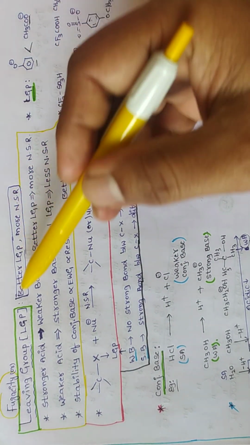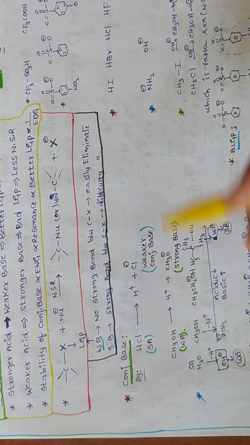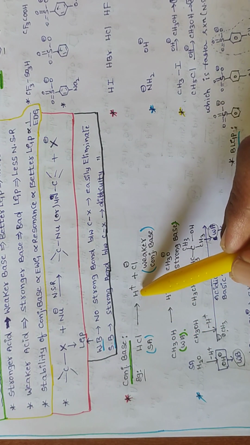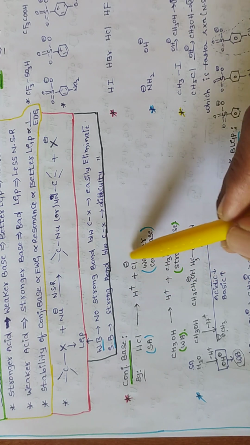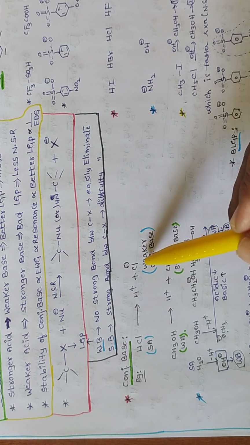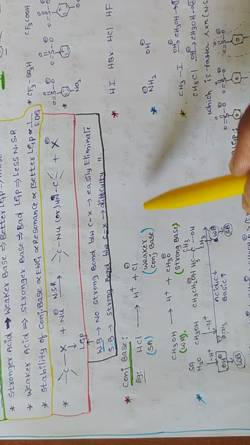These are the 4 simple steps to solve leaving group questions. Now I have taken HCl. HCl is a strong acid in aqueous medium because it releases H plus ions, and then it gives Cl minus. A strong acid always gives a weaker conjugate base, so Cl minus is a weak base.